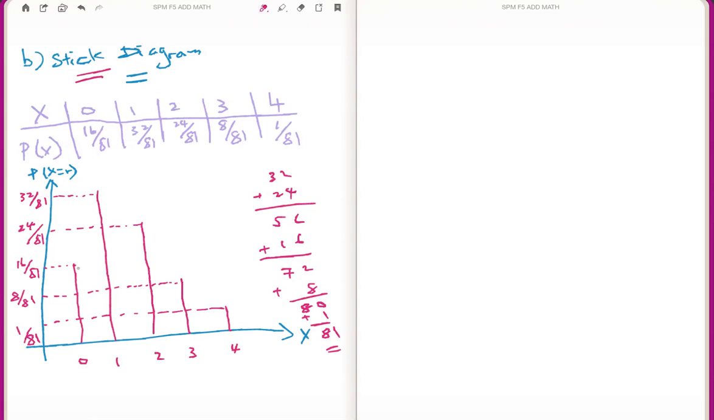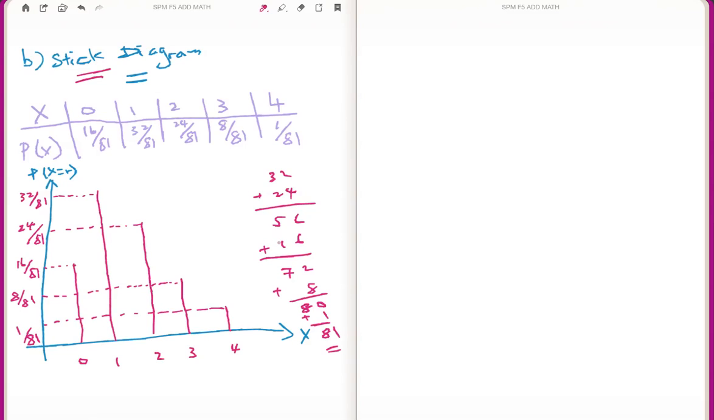Sometimes they'll ask you, oh okay, they miss out one value, and they ask you what's the probability. The trick is that the sum of all the stick diagram values is supposed to be 1. So therefore, all you need to do is 1 subtract the rest, then you'll get the answer.